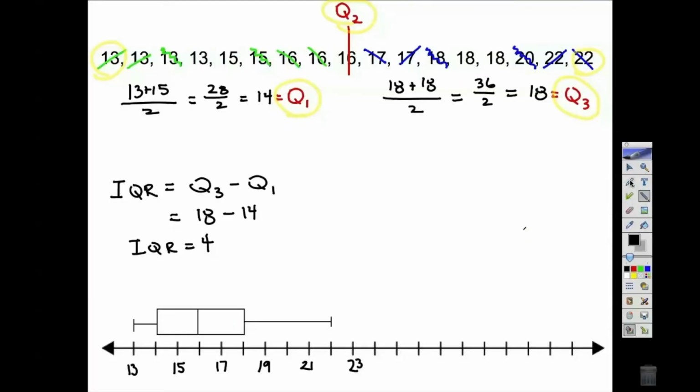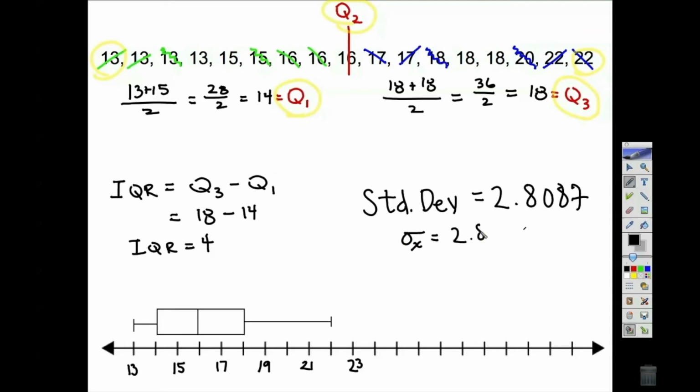Now that we saw the steps on how to do that, last but not least, even though it was not asked in the directions, the standard deviation that we're looking at is 2.8087. This is not how it's usually written. Usually it is written as 2.8 if we are rounding to the nearest tenth.